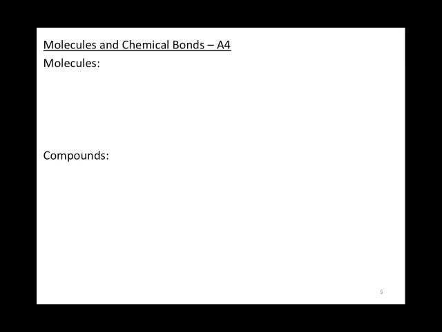What I'd like to address now is a little bit about molecules and how molecules are formed and its relationship to chemical bonding. Alright, so let's define molecules. We already did, but basically we said a molecule is a chemical that is composed of two or more atoms. Now these can be the same atoms or they can be different atoms.